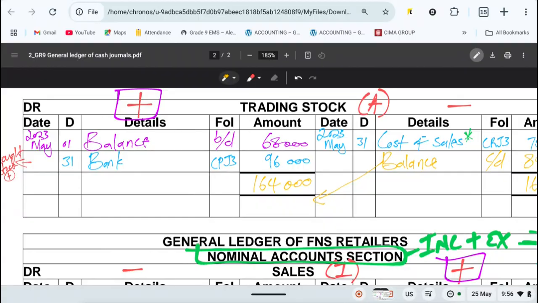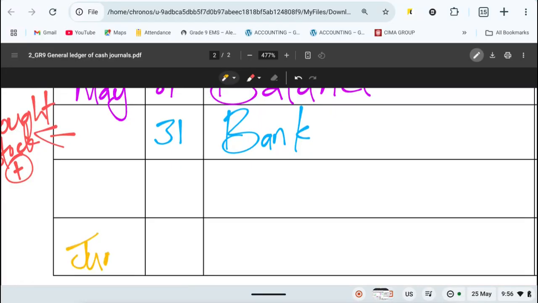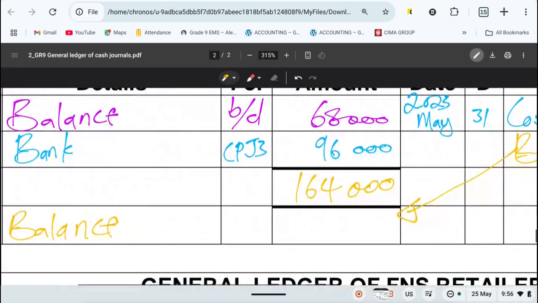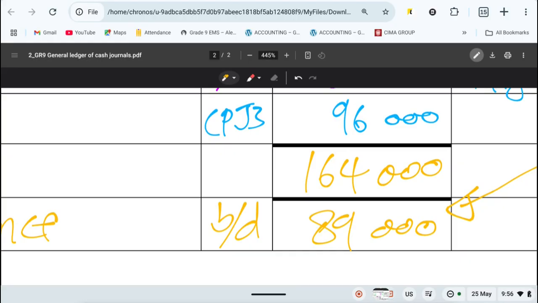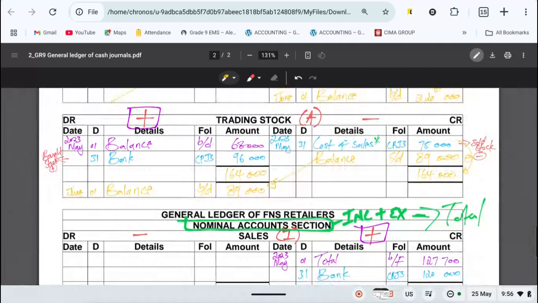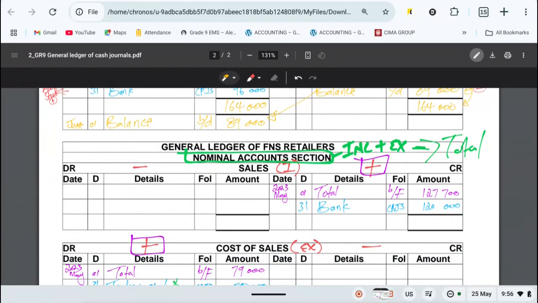So same process, you open for the next month. Repeat the process. OPC again. So it's going to be the month of June. Balance brought down. How much? 89,000. So when you start in June, you're going to start with the stock amounting to 89,000.